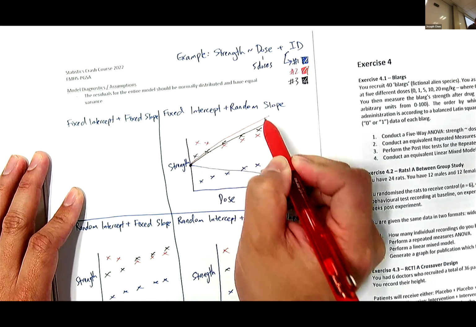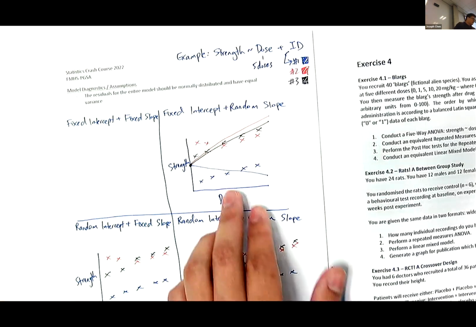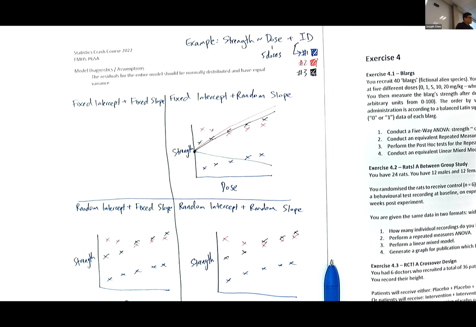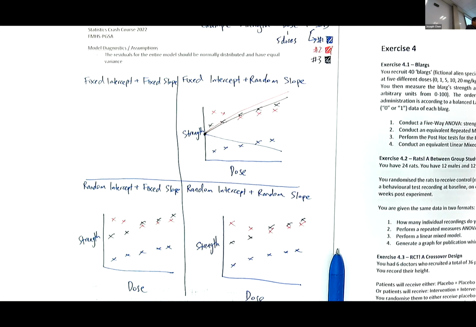So it might just, that's not exact, but it'd be similar to the black one, maybe. So that's a fixed intercept and a random slope. Does that really describe the data well? Probably not. And that's why, in this case, you probably wouldn't use it.